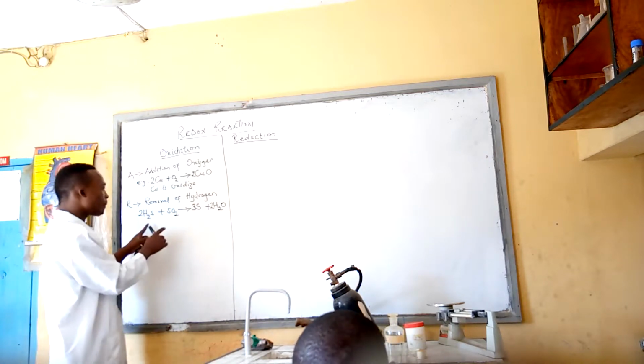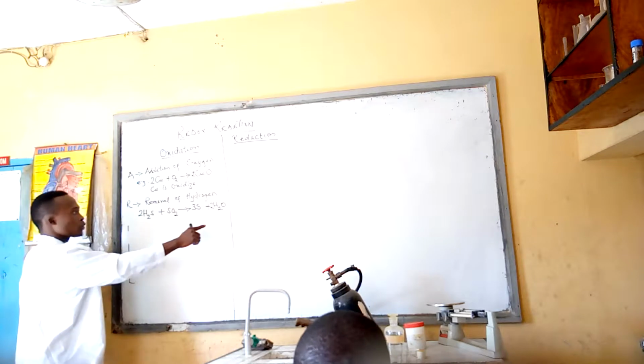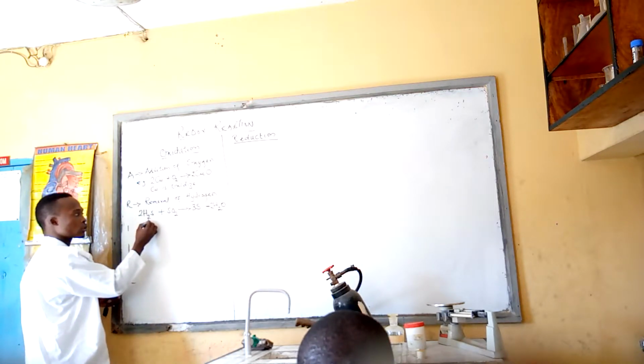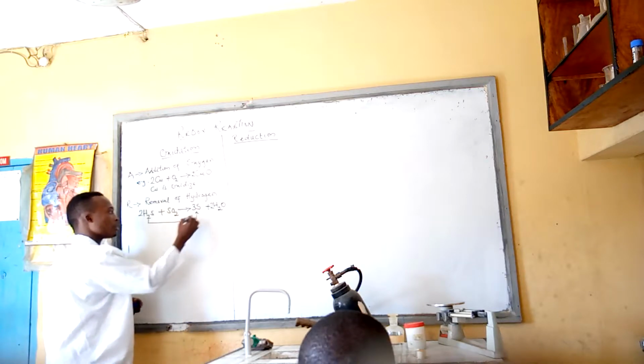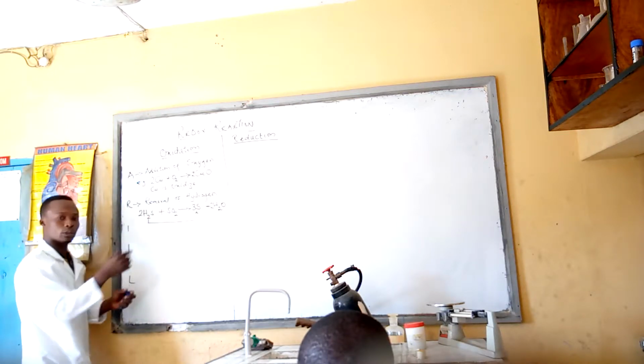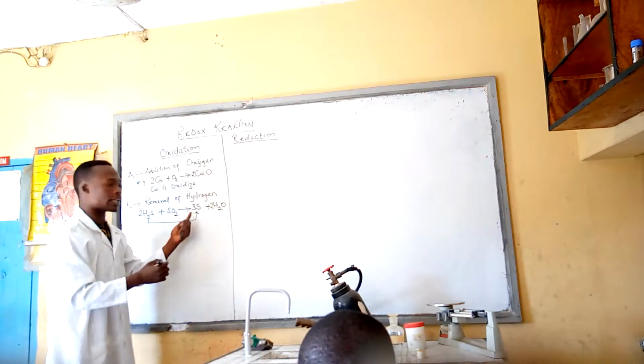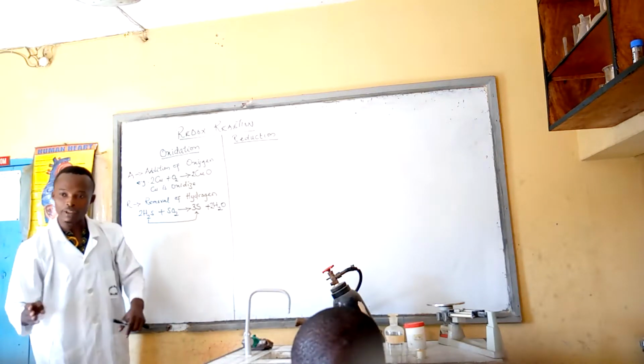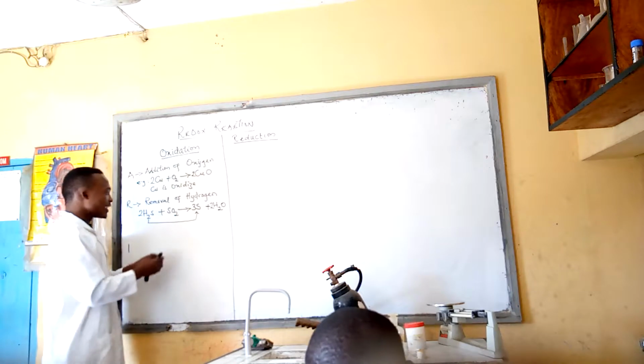So what has happened in this equation from this side to this side? Sulfur and hydrogen were together, but on the product side, what has happened to sulfur? Sulfur is standing alone. What has been removed from it? Hydrogen. Then that process is called what? Oxidation.